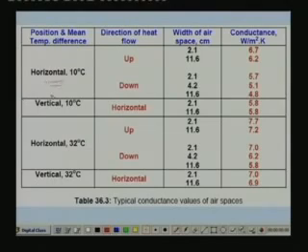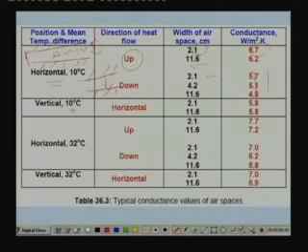For example, for a horizontal air space, that means you have an air space like this, and if the heat transfer is upward, that means heat transfer is taking place from the bottom surface to the top surface, and the air gap is 2.1 centimeters, this is the conductance value. If it is 11.6 centimeters, the conductance value is 6.2. On the other hand, for a temperature difference of 10 degrees centigrade, that means T1 minus T2 of 10 degrees centigrade, if the heat flow direction is downwards, that means you have two surfaces like this and heat is flowing in this direction, then for different air gaps you have the conductance values 5.7, 5.1, 4.8.